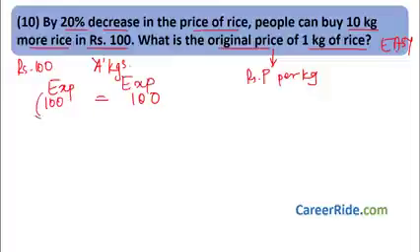Now what is expenditure? We have seen expenditure is nothing but the amount of rice times the rate. Initially it was a kg, into what is the rate of the rice? Initially it was P rupees per kg, that we have assumed. Now in the second case, when the price was decreased, how much rice were people able to buy? A plus 10 kg, because 10 kg more was possible for them in the same 100 rupees.